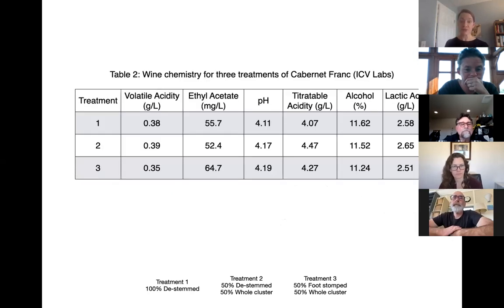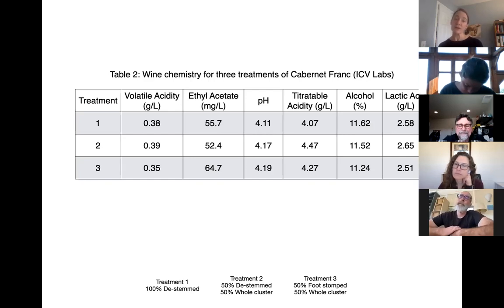When we look at the wine chemistry, we can see that once again, Tim did a really good job of controlling the potential spoilage characteristics. So the VA is very similar between the 3 and certainly at a very acceptably low rate. We also see a little bit more ethyl acetate in treatment 3, but again, it's well below that threshold of about 90 milligrams per liter. So in this case, it's probably lending richness, complexity and fruitiness to the wine, as opposed to giving off any of that nail polish remover.